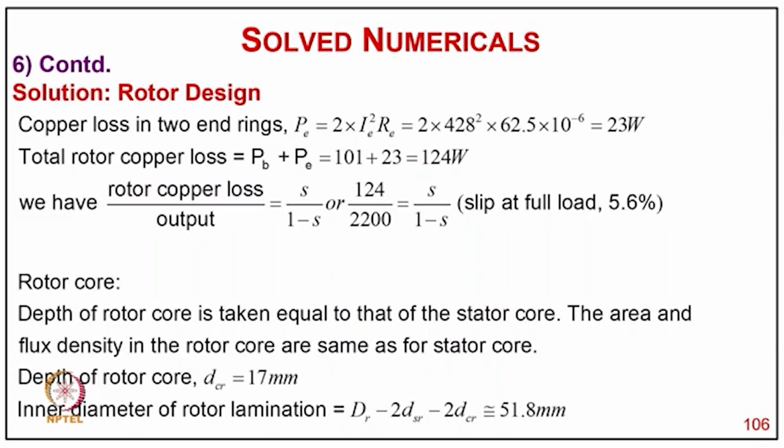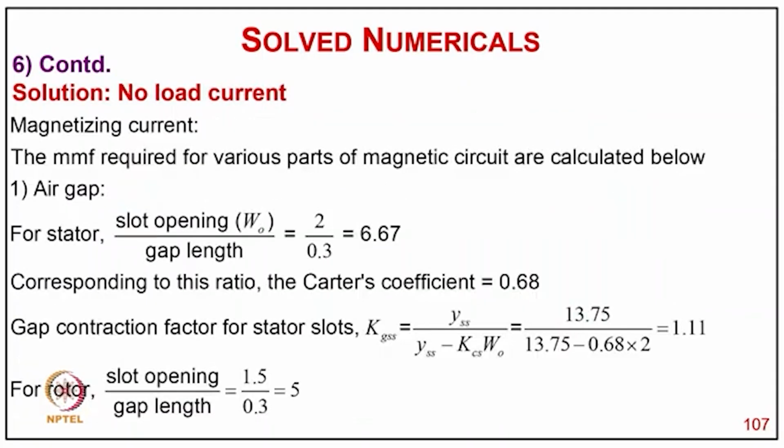Now coming to rotor core, depth of the rotor core is taken as equal to the stator core. So the flux density in the rotor is the same as the stator. So depth of the rotor core comes DCR equals 17 millimeter, and inner diameter of rotor laminate is DR minus 2 DSR minus 2 DCR, 51.8 millimeter.